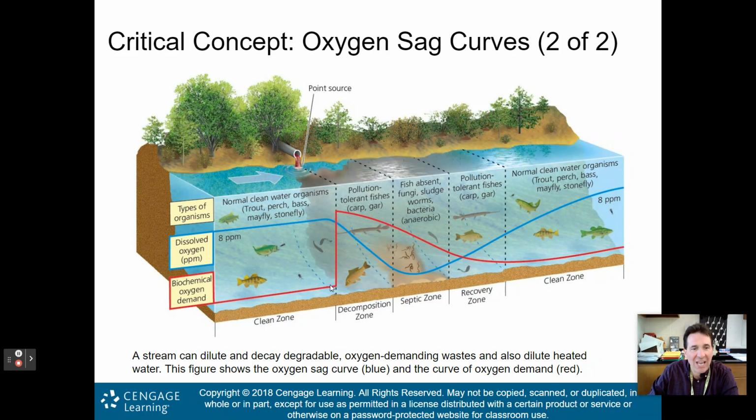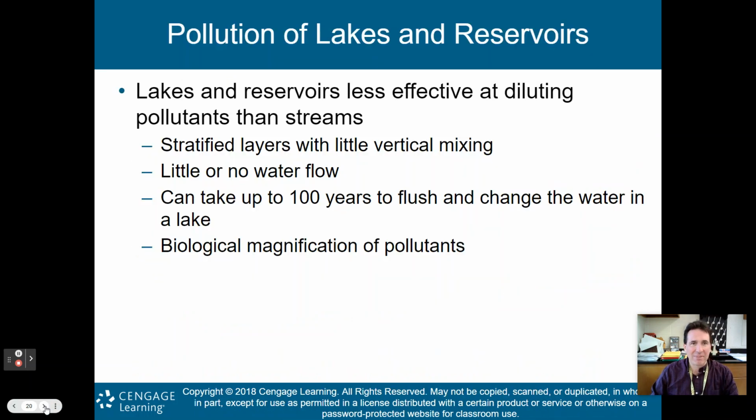All right, so understand what happens here. Pollutants come in, a lot of bacteria. They then use the oxygen, so the oxygen demand goes up, which means the dissolved oxygen goes down. That causes this dead zone in the river. Eventually, again, the river cleans itself and the oxygen content increases once again. Okay, again, if you have any issues with the sag curve, definitely come and see me and we can talk about it. All right, we're going to move on now to pollution of lakes and reservoirs.